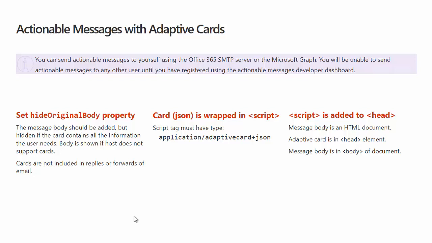Of note, if I forward a message or I reply to the message, the card is not included. So if the expectation is that the user has to reply to a card, the message body should have information to provide context for the recipient of the reply.